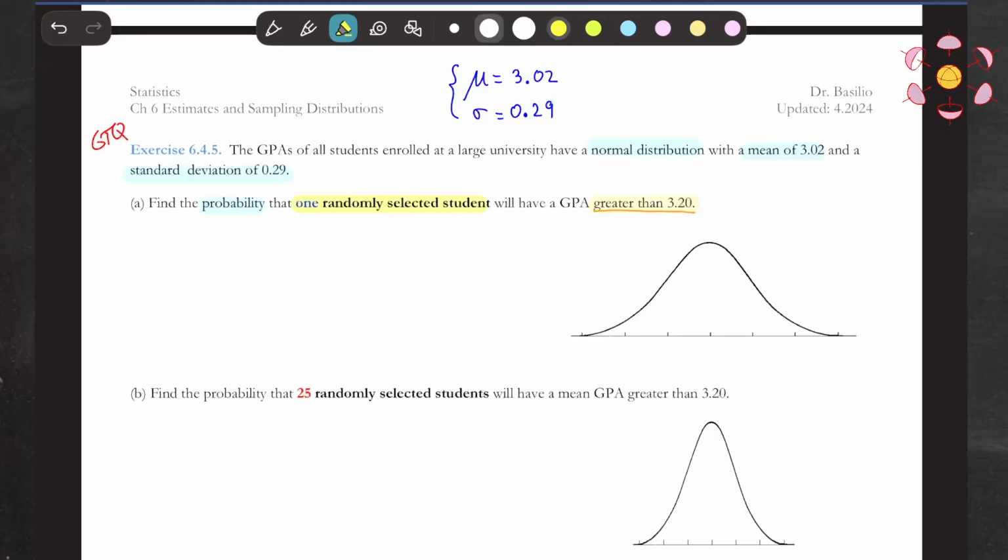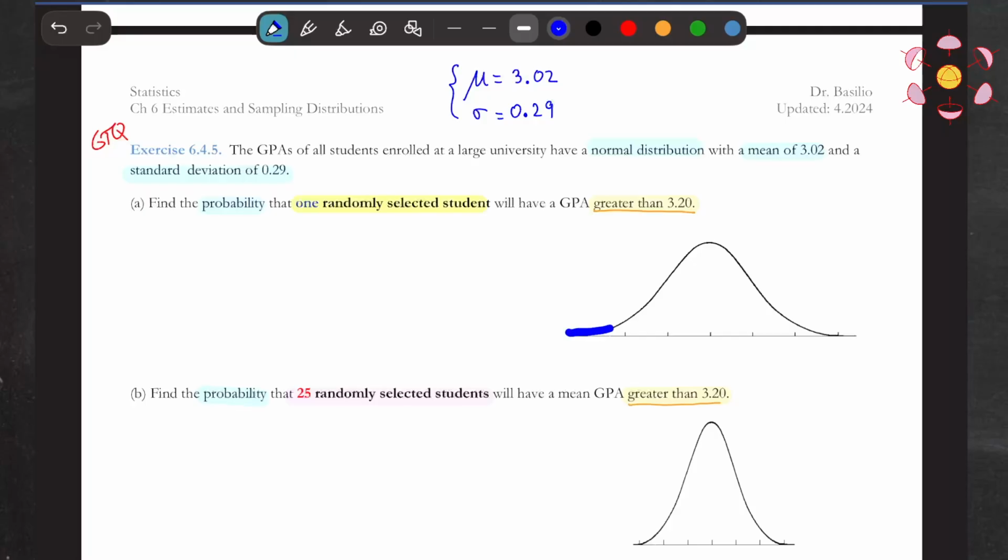Okay, look at part B. It says find the probability that 25 randomly selected students will have a GPA greater than 3.20. So I hope you're catching that these questions are really, really similar, but obviously there's a big difference. So look at the two distributions I've already provided for you. This is the big clue.